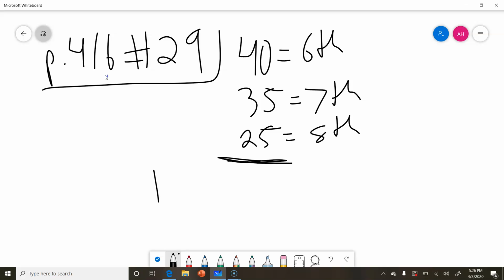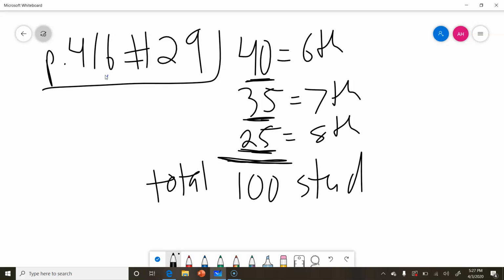So all we do is we want to find the total number in the pie chart. So what is 40 plus 35 plus 25? Well, you do that in your handy-dandy calculator, and you get 100 students. Now, that's a very nice number for us to use, right? 100 is very easy because the percent is going to be straight out of that.